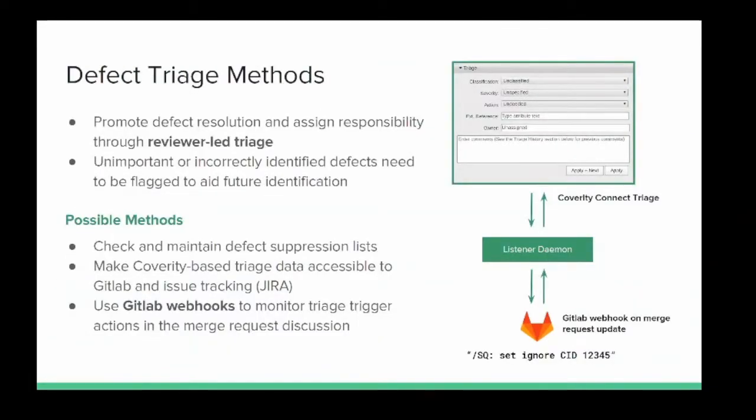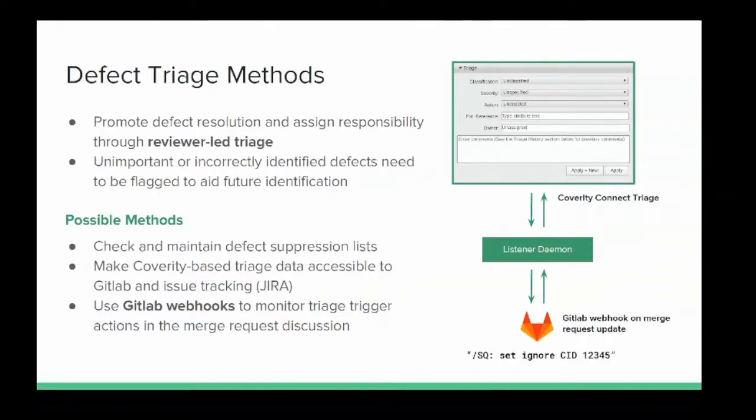Okay, and just the final piece of the jigsaw here is the triage options. So really, it's better to promote reviewer-led triage, i.e., if there are any unimportant or incorrectly identified defects, the reviewer can flag that as such and essentially blacklist them so they don't appear again, rather than just rely on a single person. So you could do this very simply by maintaining defect suppression lists. So just have a global list, and then make sure that your CI job references that and doesn't report it if it sees it on the blacklist. But it still means that it has to be maintained by a single person.